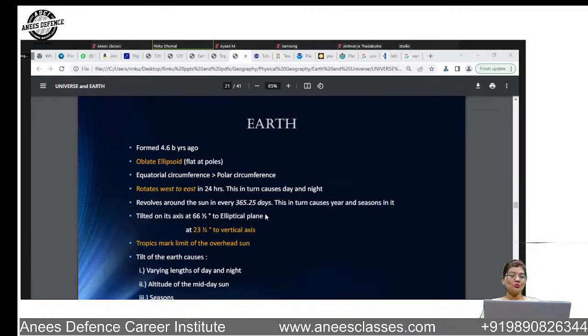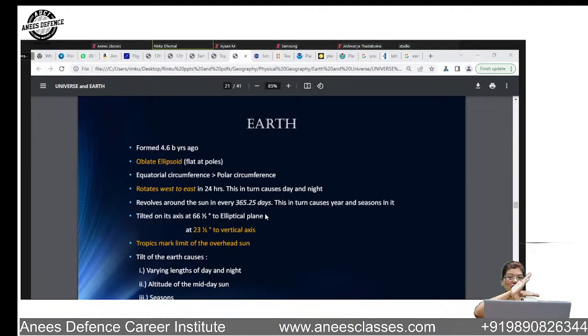So these two motions are available. One, the rotation causes day and night, and the revolution causes the occurrence of a year. Now we have one more aspect of the earth that we have to consider, the fact that the earth is tilted. The earth is not straight, it is tilted on its axis. The tilt is 23.5 degrees to the vertical.